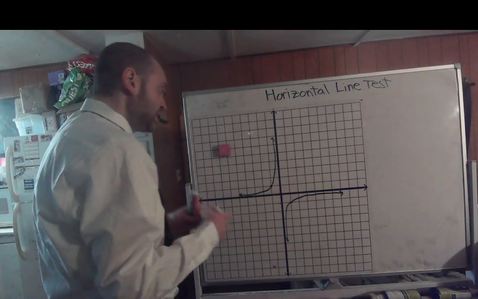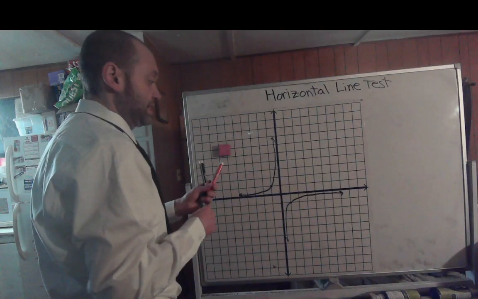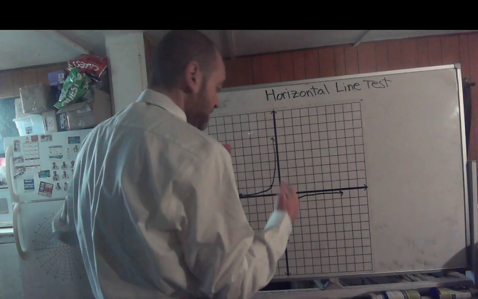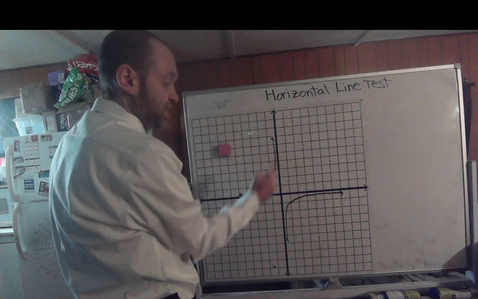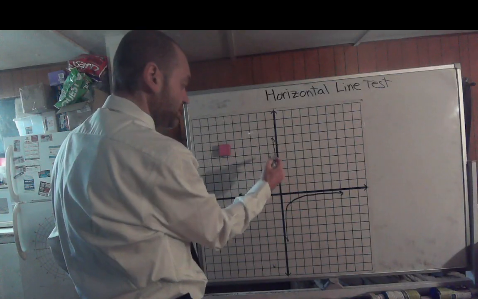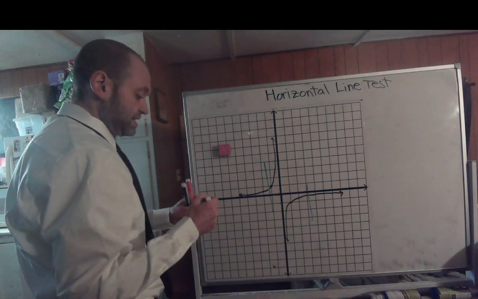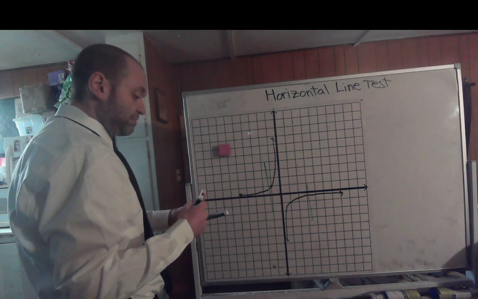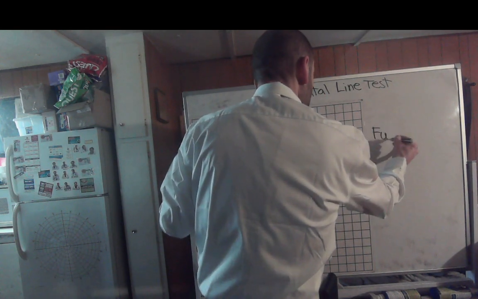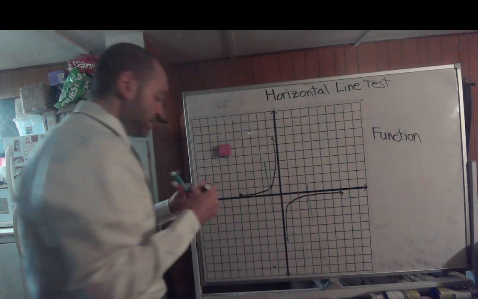Alright, so here's a rational function. Let's apply the vertical line test to see if it's even a function. It might look like they intersect, but they have the asymptote of the y-axis, or x equals 0. So it doesn't matter where I do the vertical line test. It definitely passes the vertical line test. This is a function.